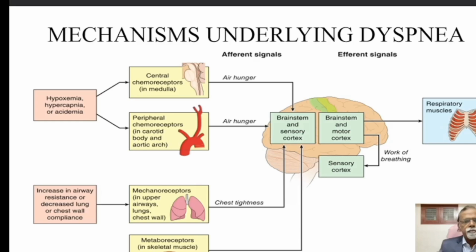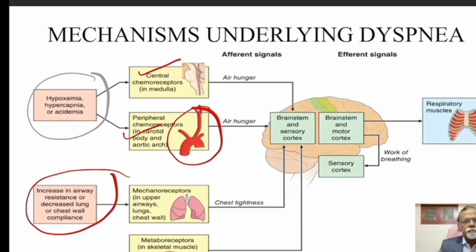So in pulmonary edema also there is occurrence of hypoxemia. And this hypoxemia will be identified by the central chemoreceptors in the medulla or the peripheral chemoreceptors in the aortic arch. As there is fluid in the interstitium and in the lung, that will also increase the resistance or decrease the compliance of the lung. So what happens? The mechanoreceptors in the lung will be stimulated. So both this leads on to the feeling of air hunger or air tightness.